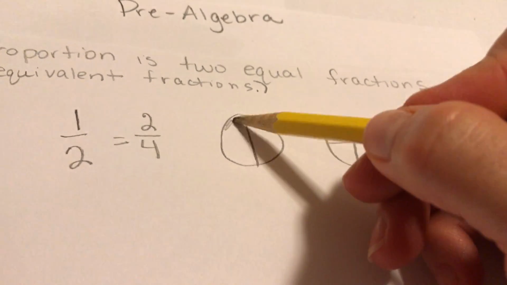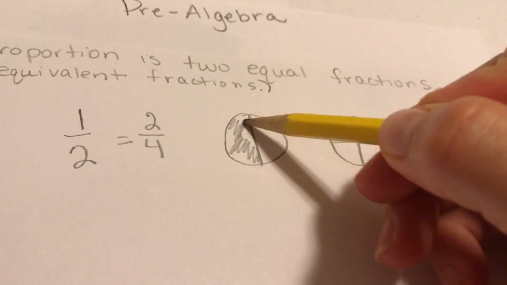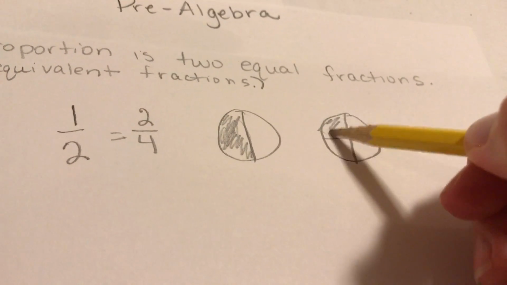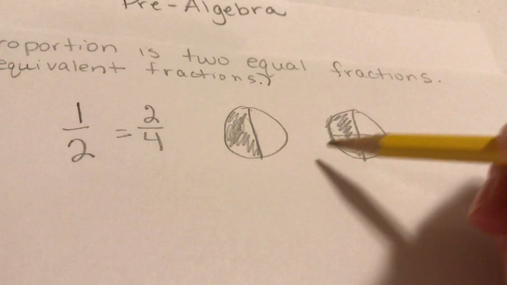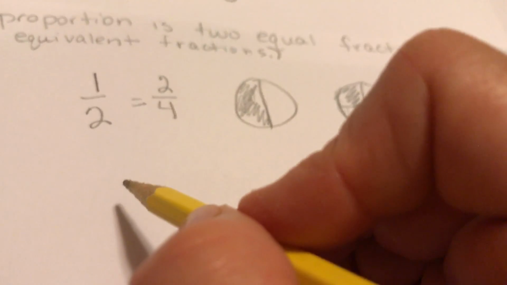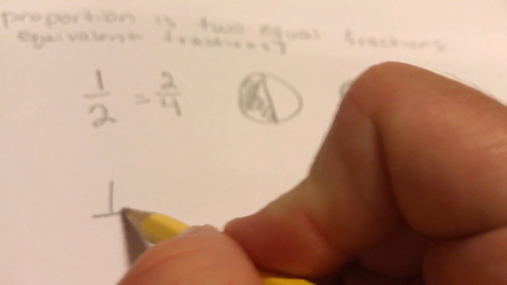If I have half, and if you have 2/4, we have the same amount. Those are equivalent fractions, okay? So we're going to try to see about some other equivalent fractions.